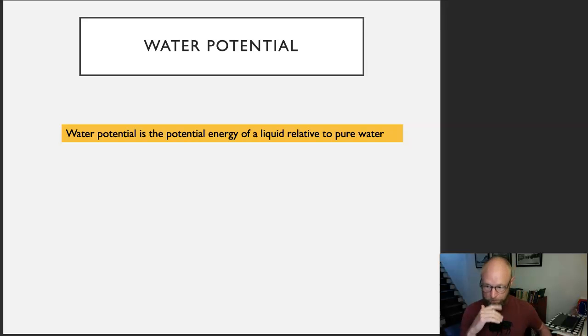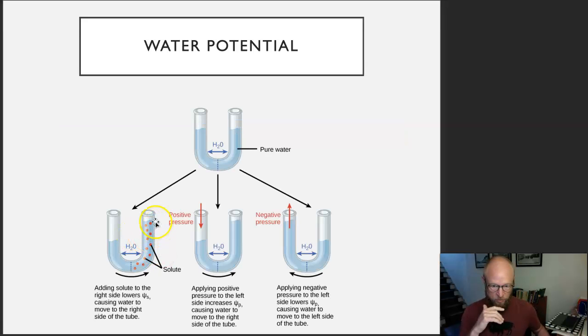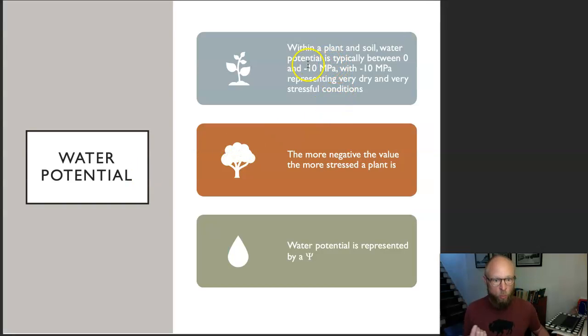So that would be this first example. If we reduce the potential energy by putting a negative pressure on it, that would also make it negative. If, on the other hand, you were to add positive pressure onto some water, that would make it greater than 0. And that rarely happens in plants. So we are going to be dealing with negative numbers between 0 and -10. And -10 is pretty rare, but it definitely does happen.